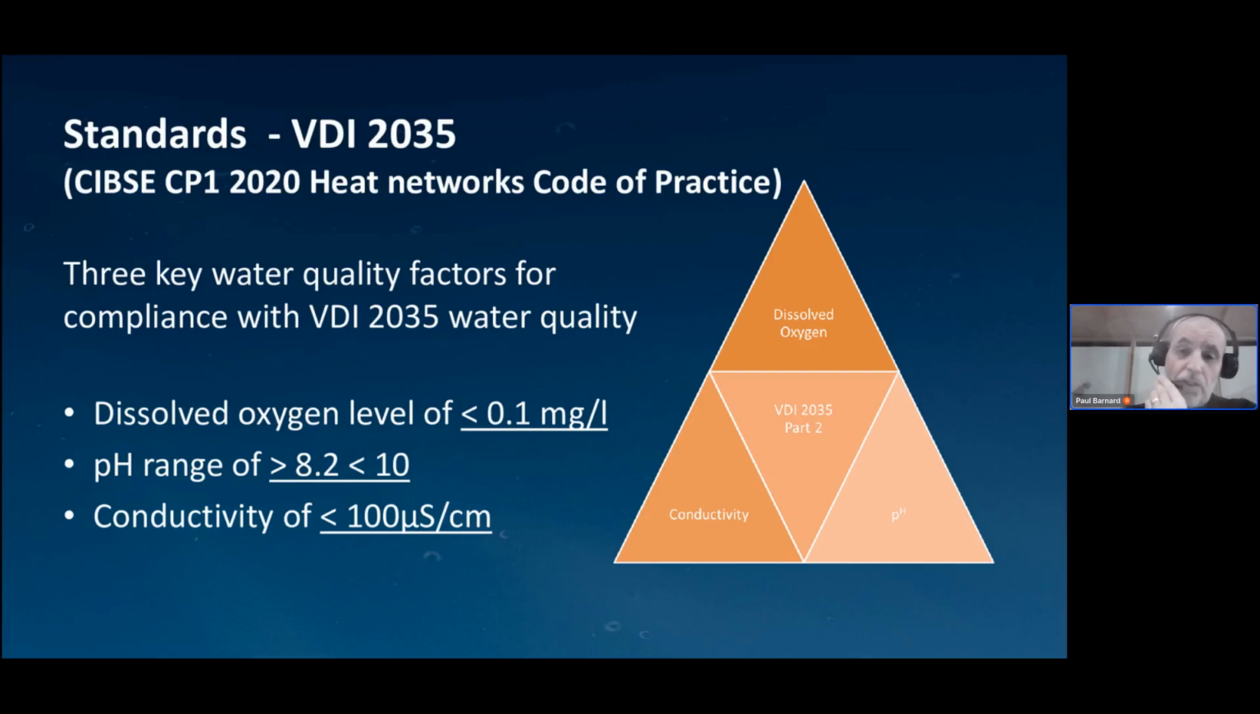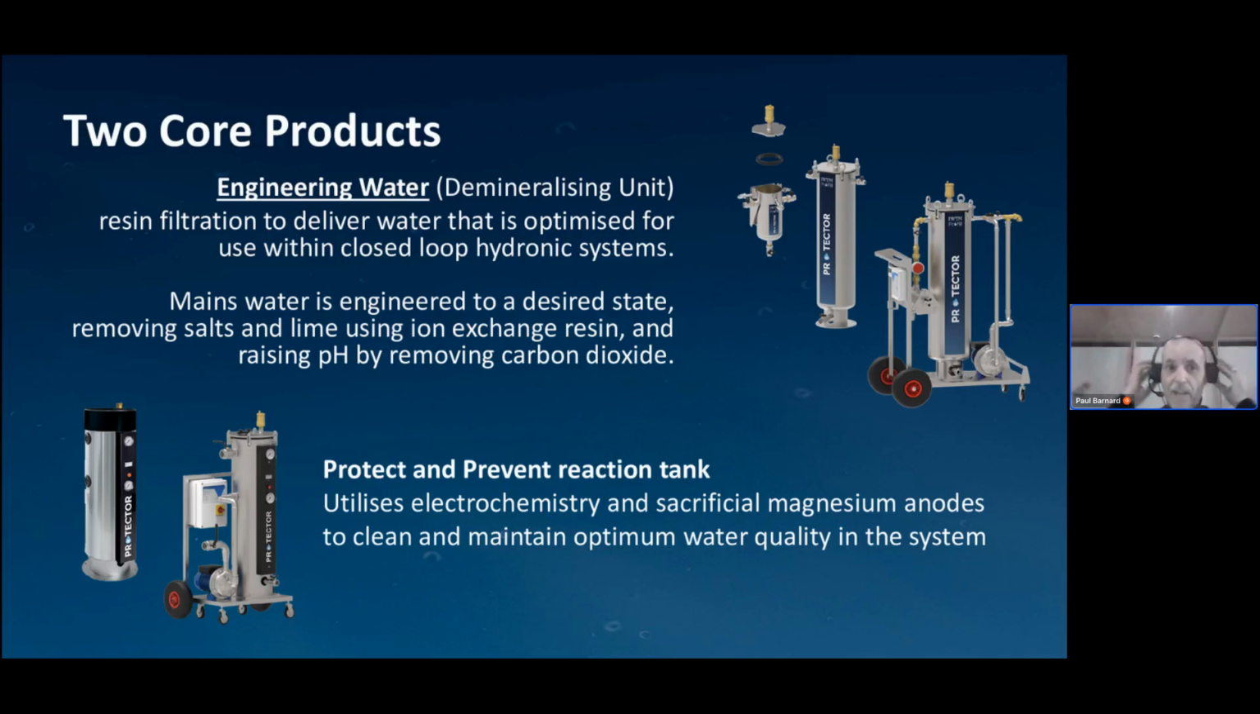methodology. So the triangle you see on the right here shows the key parameters that chemical-free water treatment is looking to control, and that's your dissolved oxygen, your pH, and your conductivity to these levels. So how do we do that?